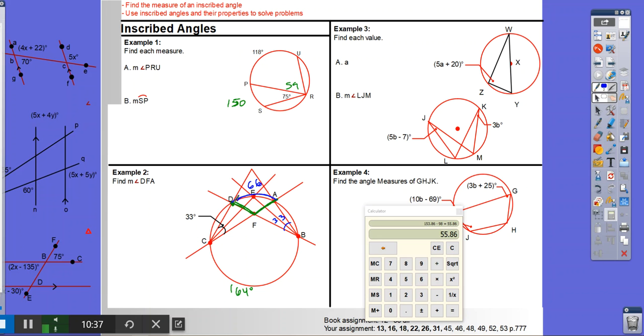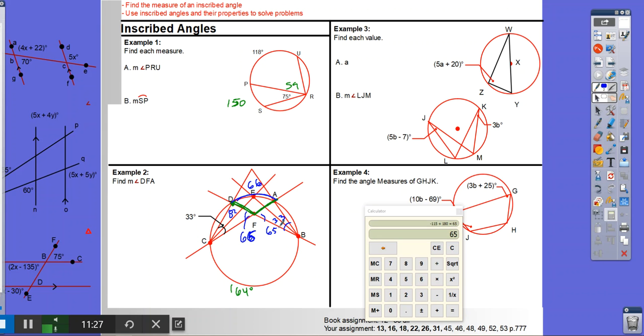I know that CDB has to be half of this. So CDB is half of 164. So 164 divided by 2, so that this is 82. I know that's 33, which means that I can find that angle, right? Third angle, so all of them have to add up to 180. So 82 plus 33. I subtract that from 180. So I know that this angle here is 65, which means this angle here is 65 as well. All right, so now we're getting somewhere.